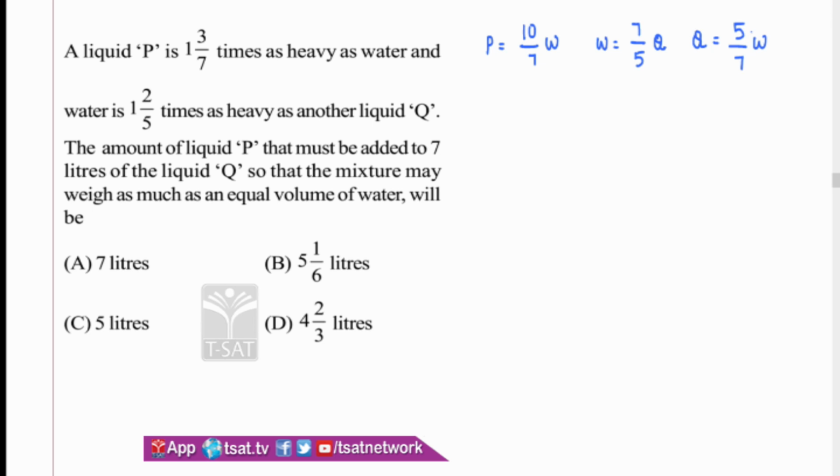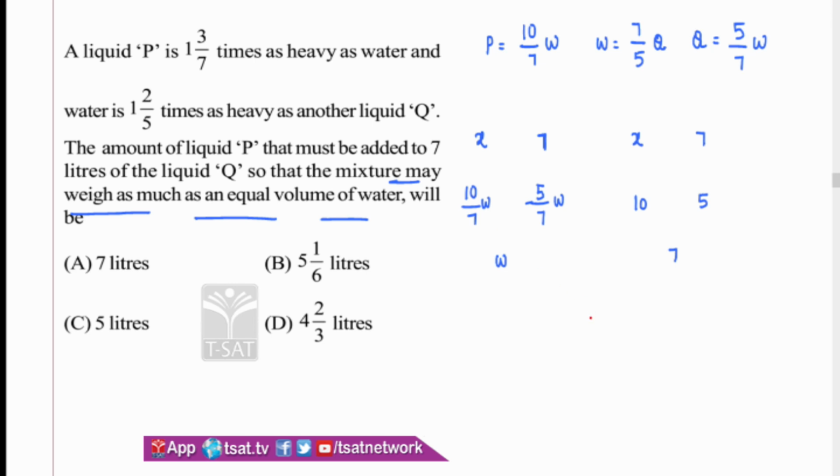The amount of liquid P must be added to 7 liters of liquid Q. How many liters of P must be added to 7 liters of Q? Now what is A1? It is 10/7 of W. It must be added to liquid Q so that the mixture may weigh as much as an equal volume of water. So this is 5/7 of water. It should be equal volume of water, meaning W. Now multiply everything by 7 by W. W gets cancelled. You just multiply it with 7. So what are you going to get? X and 7. This is 10. This is 5. It's going to be 7.